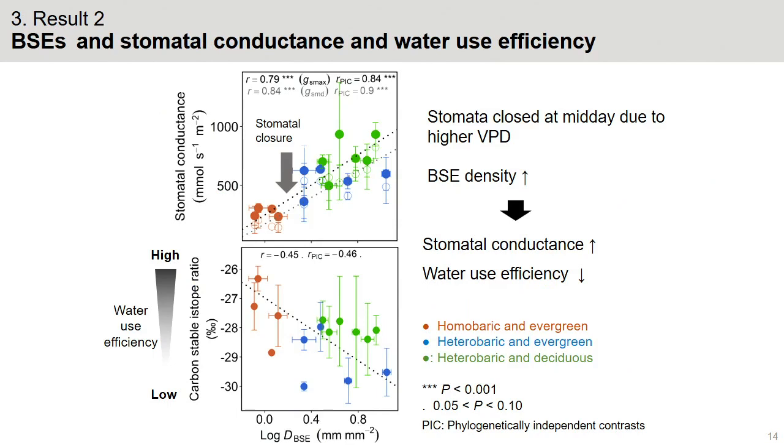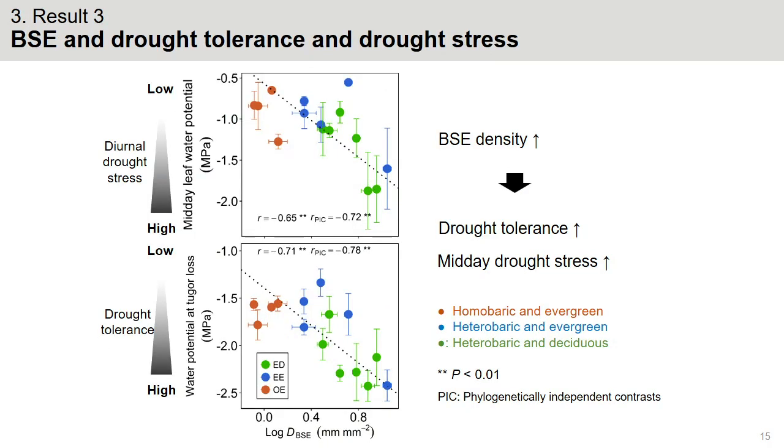In contrast, the bundle sheath extension density shows a correlation with leaf water use traits. Like this, an increase in bundle sheath extension density is related to higher stomatal conductance, but at the same time, lower water use efficiency. Similarly, an increase in bundle sheath extension density is related to higher drought tolerance, but also higher midday drought stress.